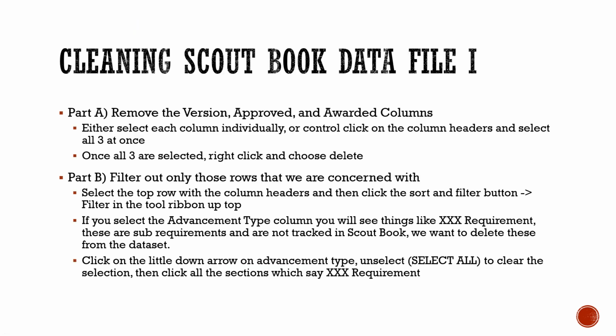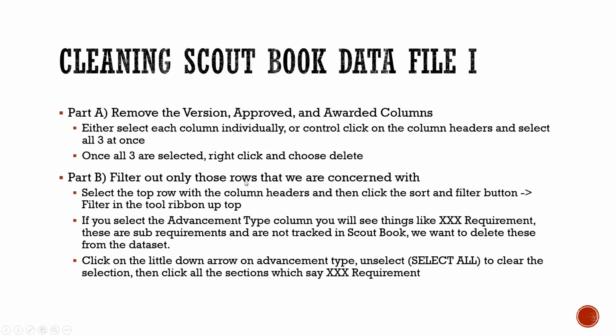So the first thing we're going to do in the ScoutBook data file is we're going to remove the version, approved, and awarded columns because they're not present in the Internet Advancement system. We don't care about those comparisons at this point, so we're going to remove those out of there.